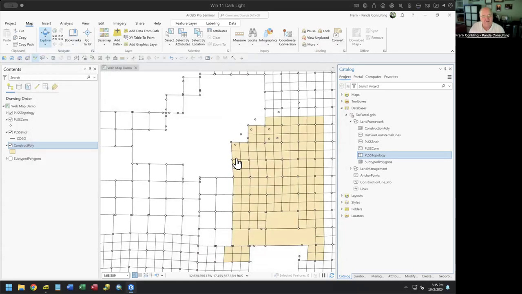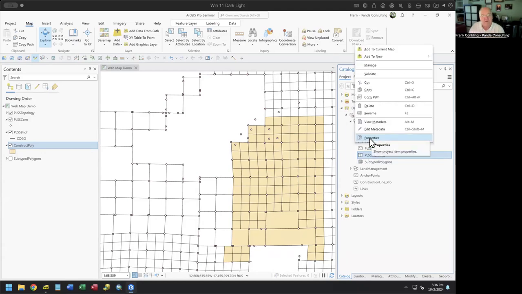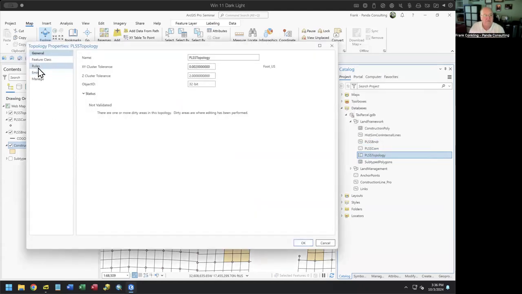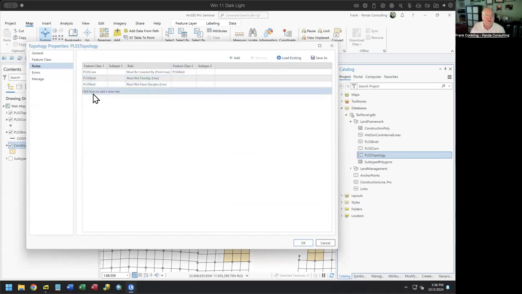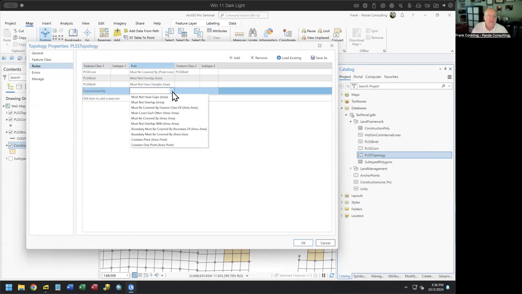So let's see if we can figure out another rule in here. Let's find where our construction poly does not have a boundary on it, where it doesn't have a corresponding line associated with it. So let's add a new rule and look for the polygon where that polygon must be covered by, and this will show you area to area means polygon to polygon.